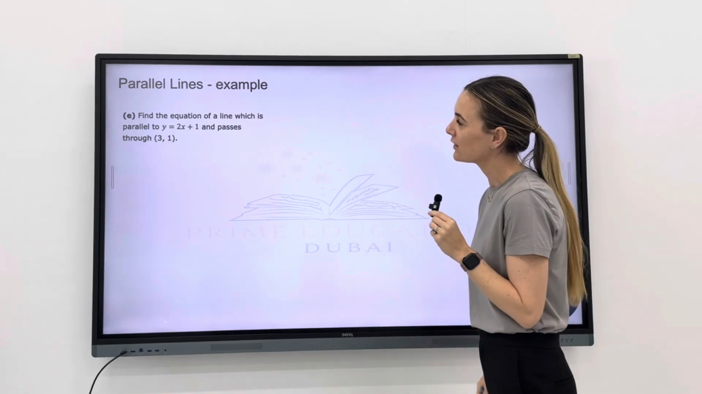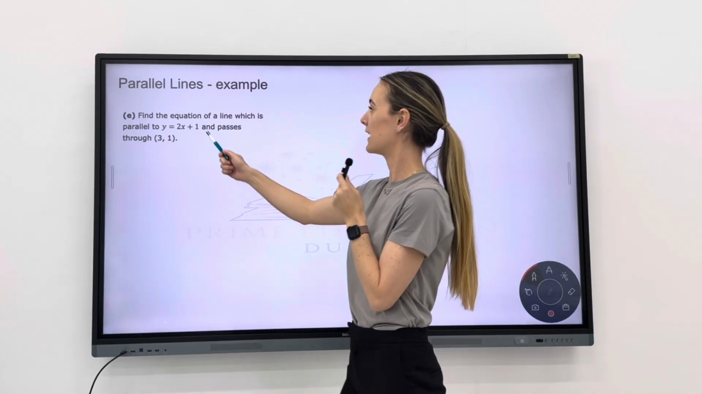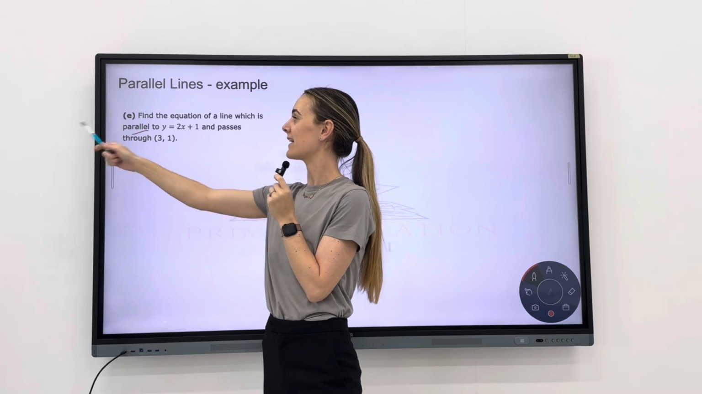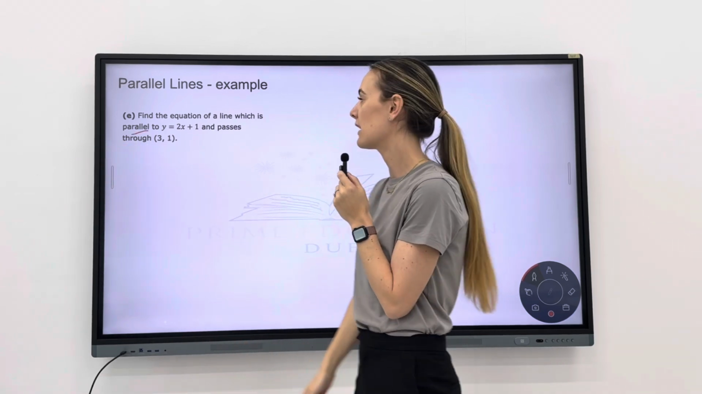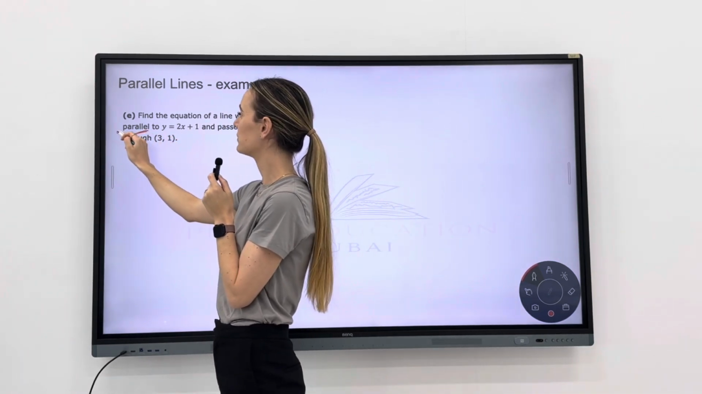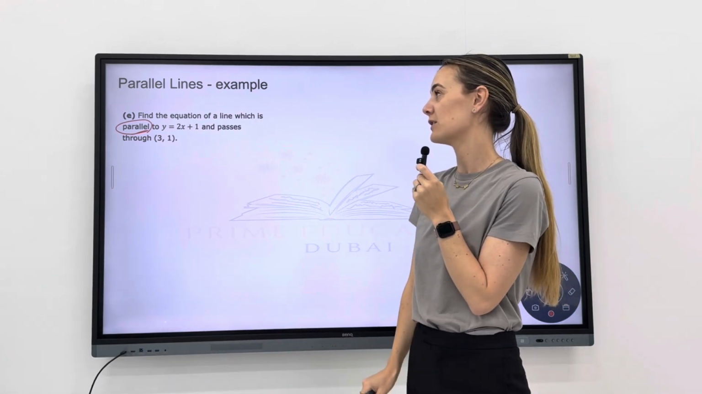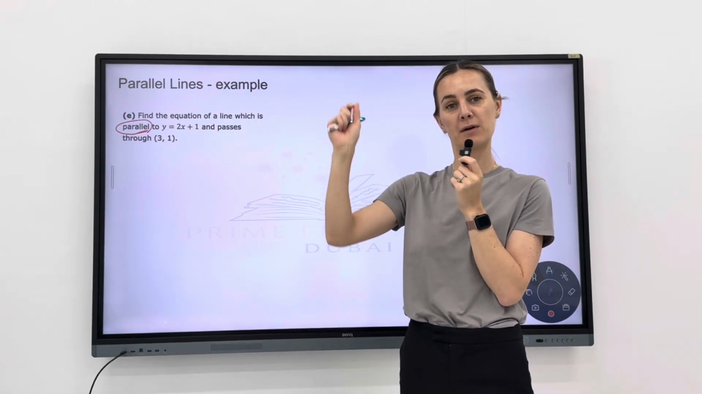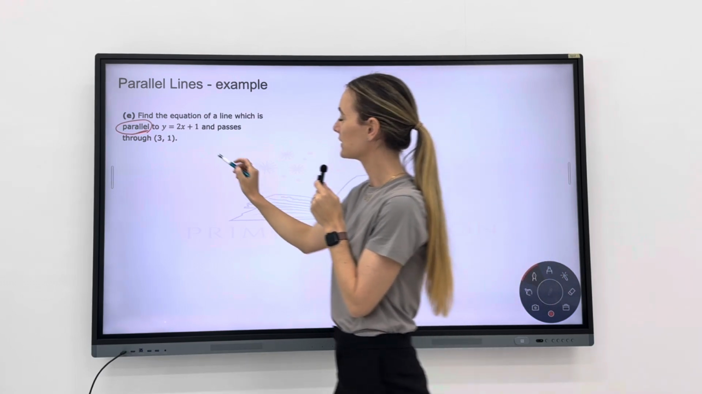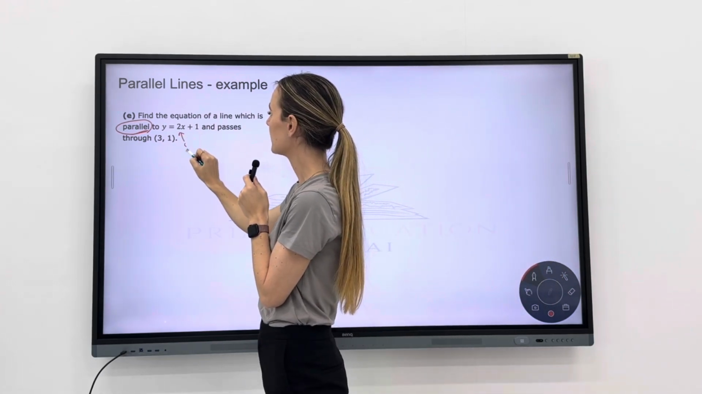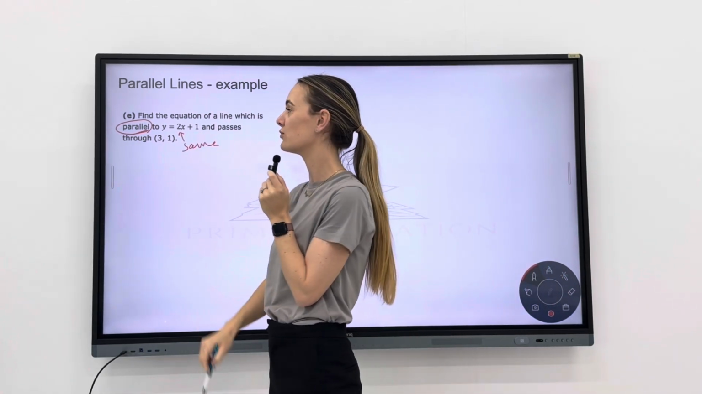Right, this video is going to be about finding the equation of a line that is parallel to another line. So this word parallel is important. What does parallel mean? It means when two lines are drawn, they are the same distance apart and would never meet. What does it mean in terms of the equation? It means you have the same gradient.